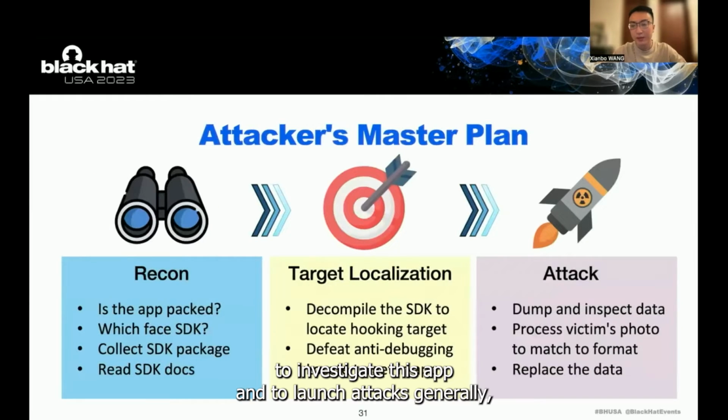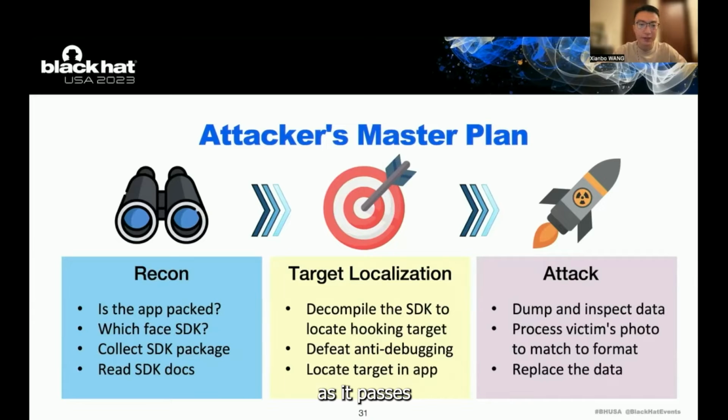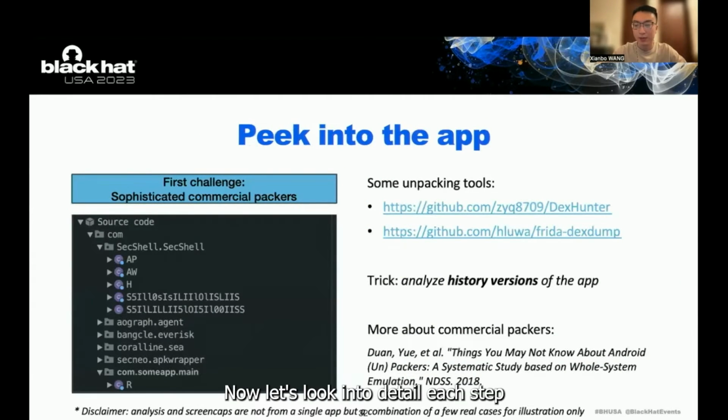So as an attacker, to investigate this particular app and to launch the attack, generally there are three phases. The first phase is reconnaissance. It is to look into the app to see whether it is packed and which face recognition SDK it uses. And then he needs to analyze the SDK or the app code to identify the vulnerability and to plan ahead what kind of attack or exploitation he wants to perform. And finally, he launches the attack.